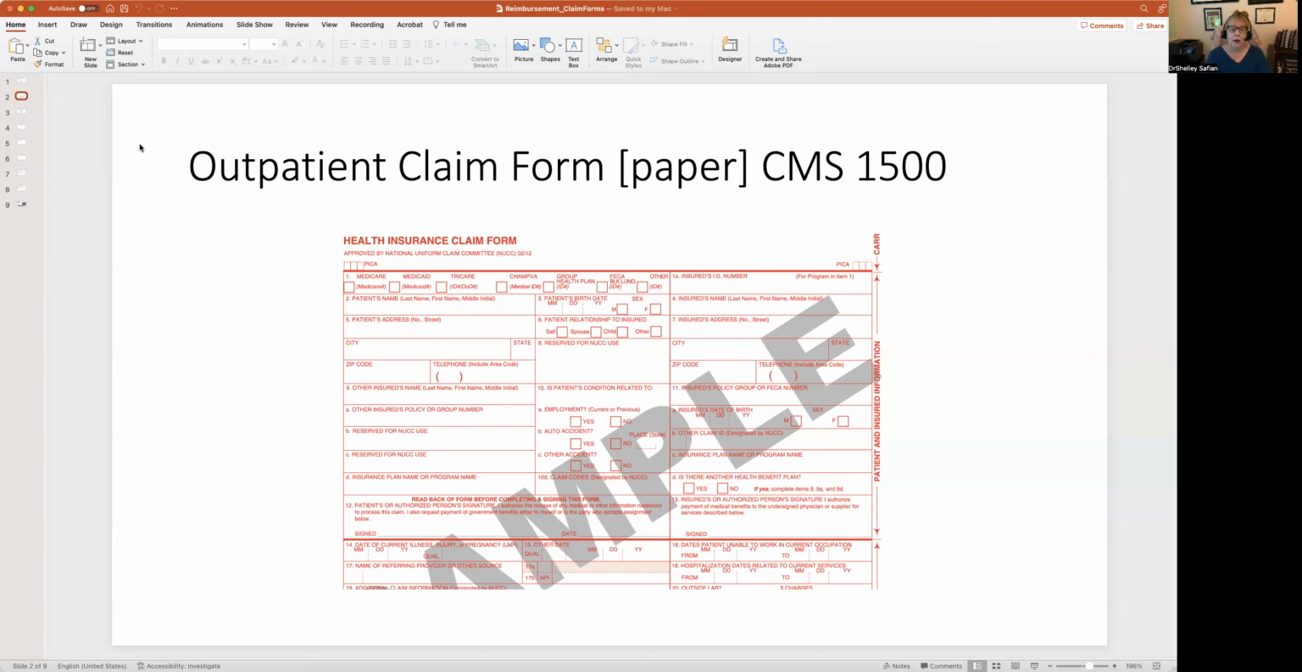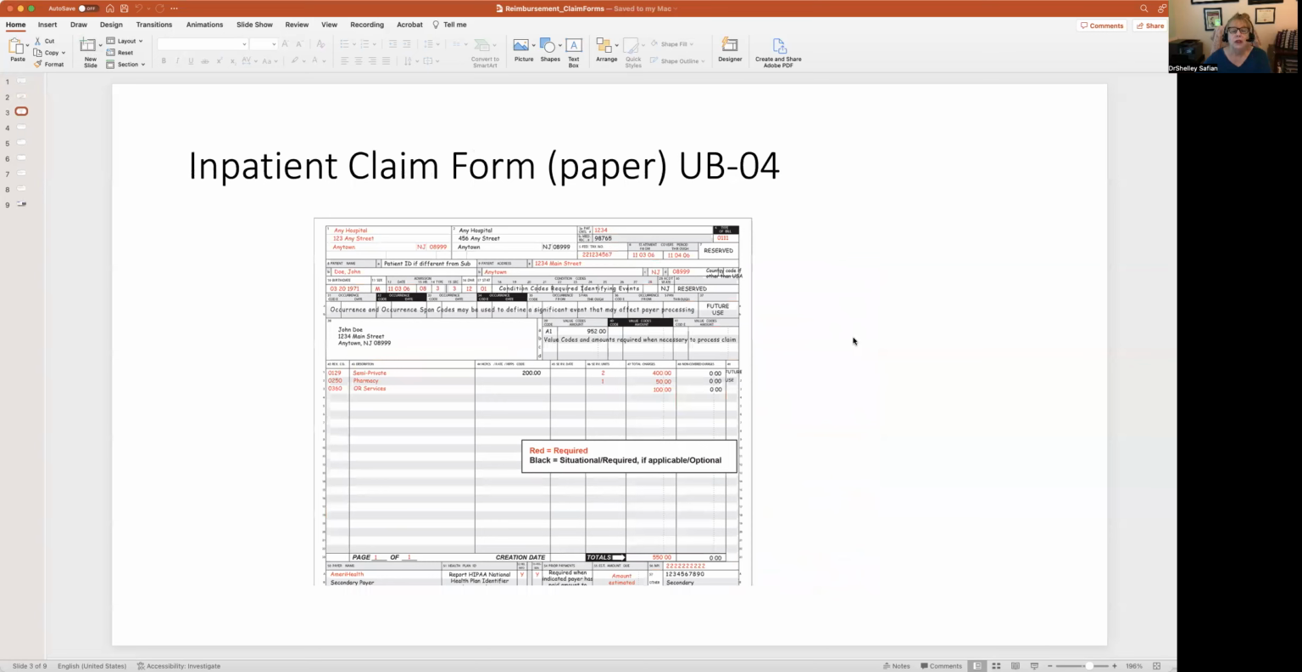Okay. All right. So the outpatient claim form, which is different than the inpatient claim form, which I'm going to show to you in a minute. But I also want you to remember that everything is done in the computer. Okay. So this is the inpatient claim form, the paper version, known as the UB04 or the CMS 1450.